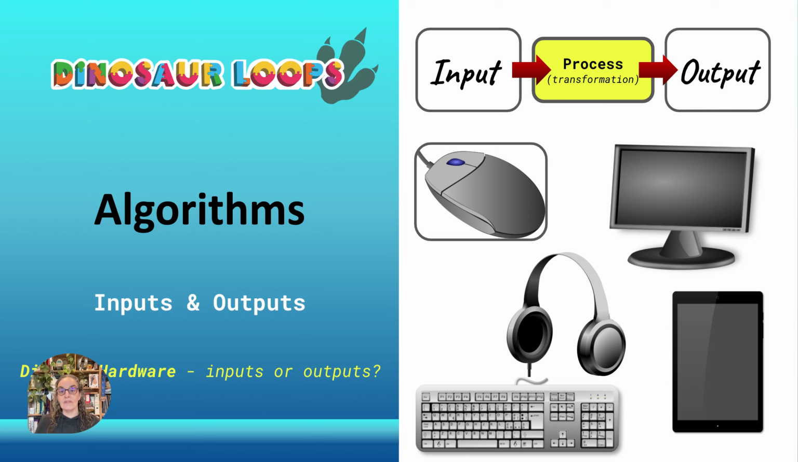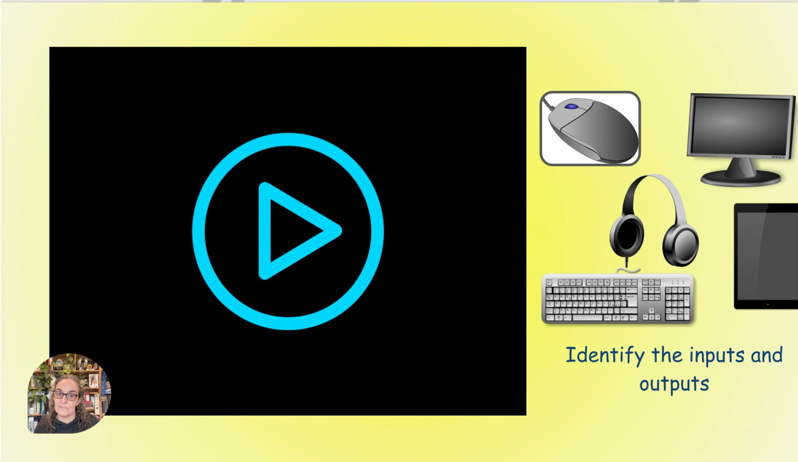So in algorithms, we have different kinds of inputs and outputs. Now, this directly links to technological systems. So if you look at the hardware, for example, have a think now about whether these are inputs or outputs.